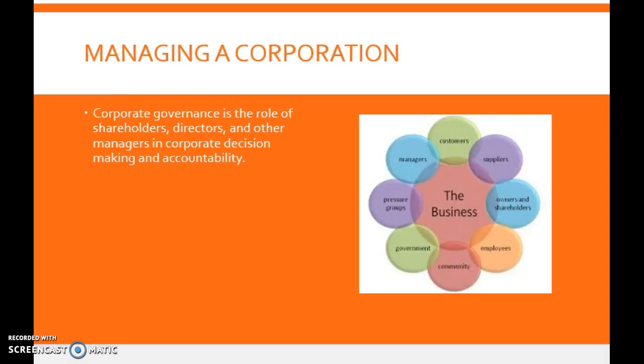Our next topic for this lesson will be managing a corporation. Corporate governance is the role of shareholders, directors, and other managers in corporate decision-making and accountability. Corporate governance is established by the firm's bylaws and usually involves three distinct bodies.